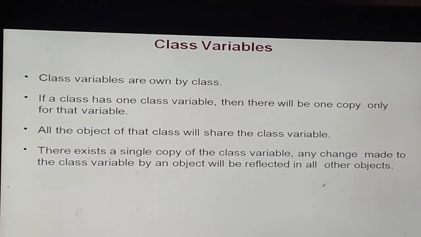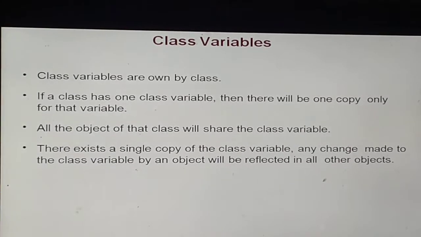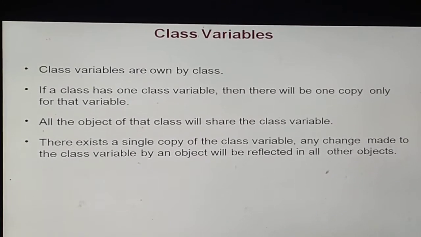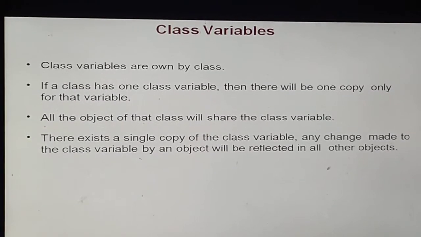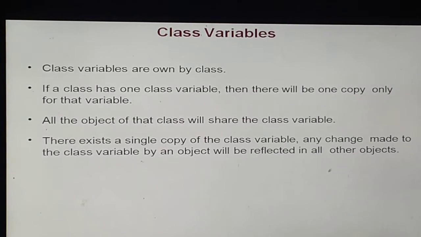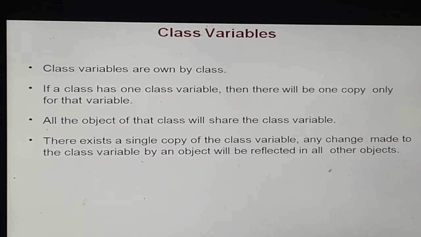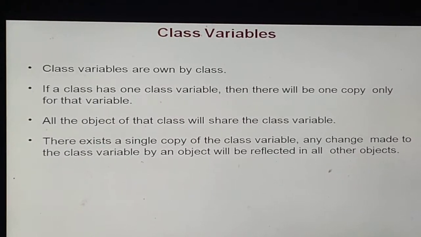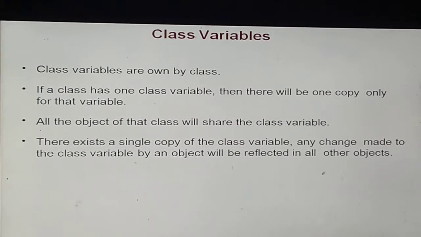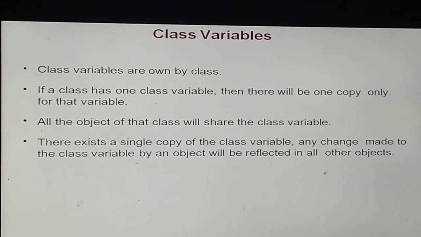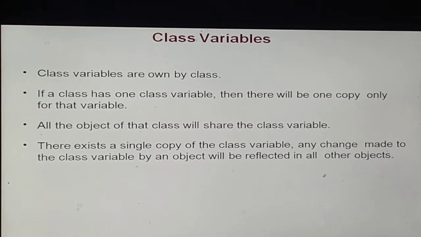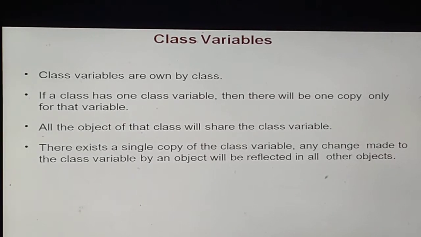Class variables are defined within the class construction because they are owned by the class itself, and class variables are shared by all the objects or all the instances of the class. Suppose I have created 10 objects of the class, the class variable would be accessed by all the 10 objects of that class. They are usually used to keep a count of the number of objects created from a class.